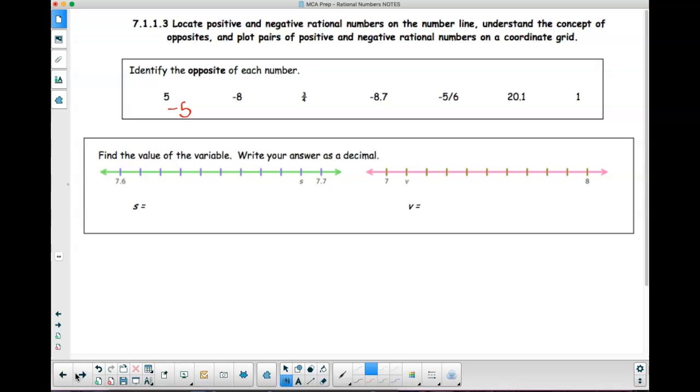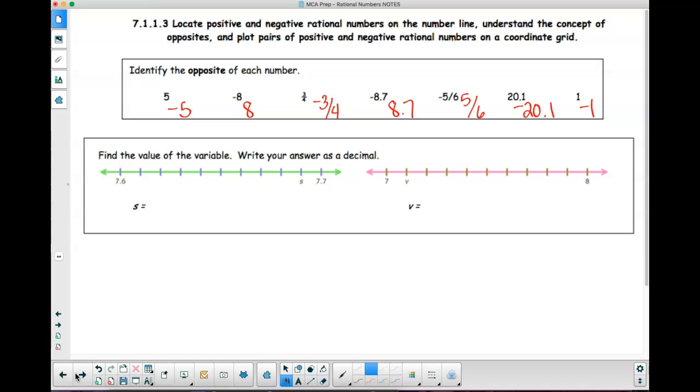What's the opposite of negative 8? 8, okay? The opposite of 3/4. No. The opposite of positive is a negative. The opposite of a negative is positive. So we're just making it negative if it's positive. So negative 3/4. What's the opposite of negative 8.7? Positive 8.7. The opposite of negative 5/6? 5/6. The opposite of 20.1? The opposite of 1? Okay?